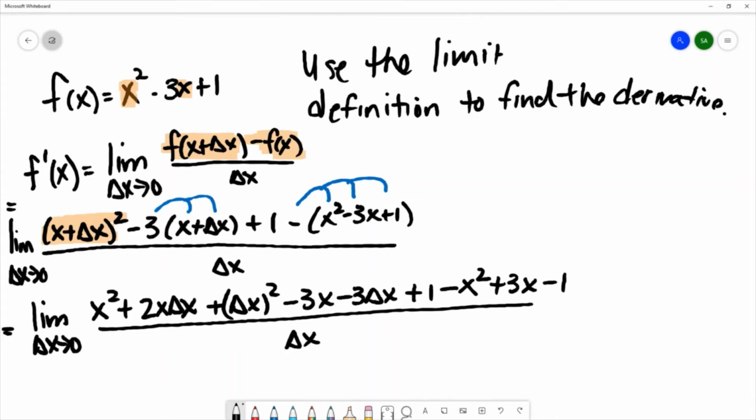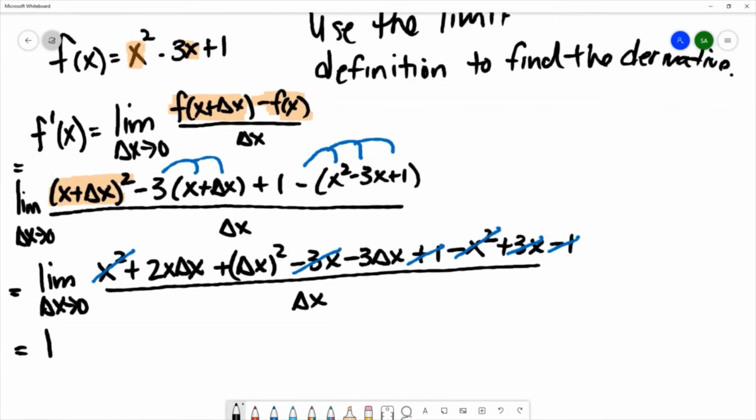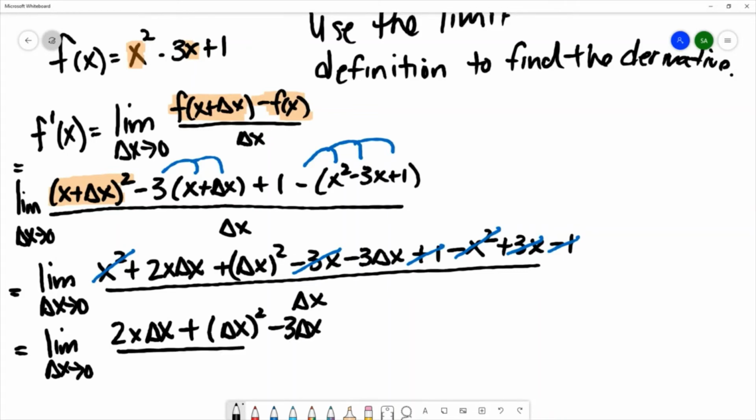And then we're going to see some things cancel out. We have a plus x squared and a minus x squared, a minus 3x and a plus 3x, plus 1 and minus 1. So what we have left is the limit as delta x approaches 0 of 2x delta x plus delta x squared minus 3 delta x over delta x.